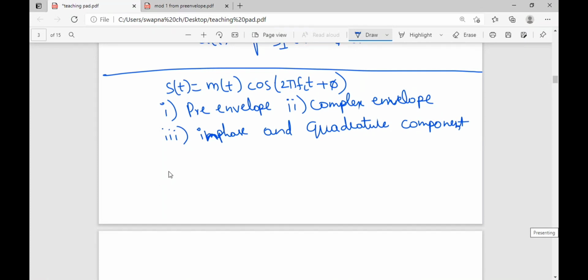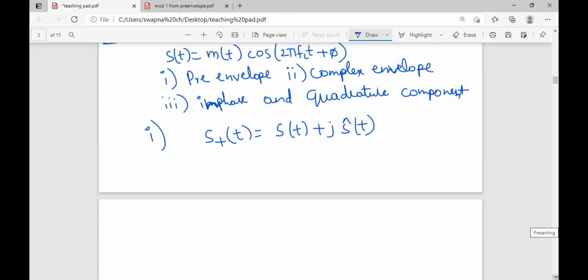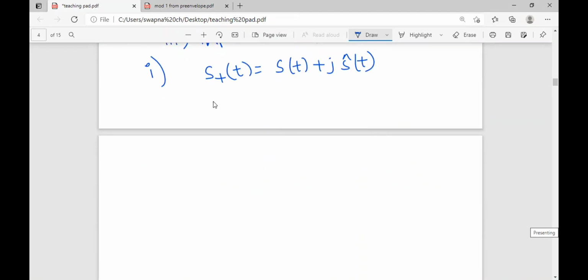Can anybody tell me how to find this? First we'll see the first part, pre-envelope of this. We know how to find the pre-envelope. Pre-envelope is denoted as s plus of t, as we are mostly interested in the positive frequencies. s plus of t is nothing but s of t plus j into s cap of t. What is s cap of t? Hilbert transform of s of t.